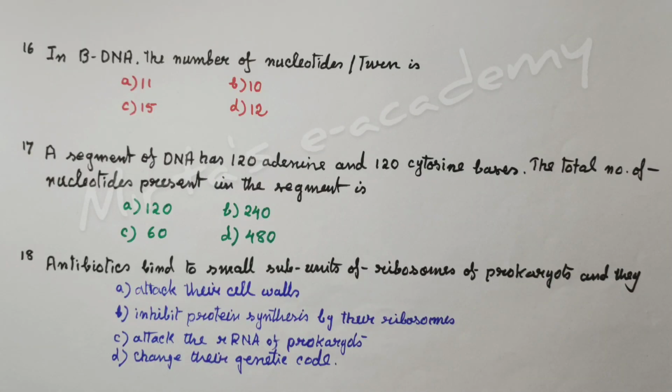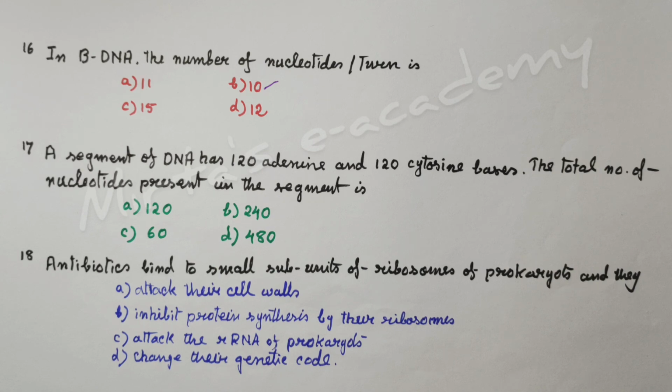In B-DNA, the number of nucleotides per turn is 11, 10, 15 or 12. The answer is 10. 11 is for A-DNA and 12 for Z-DNA. A segment of DNA has 120 adenine and 120 cytosine bases. The total number of nucleotides present in the segment is 120, 240, 60 or 480.